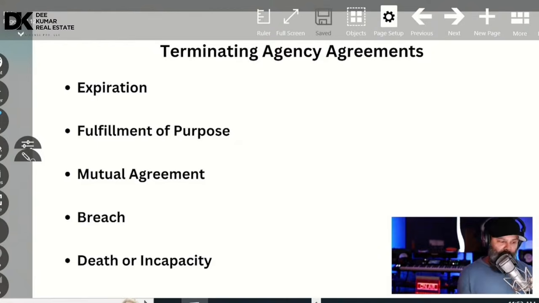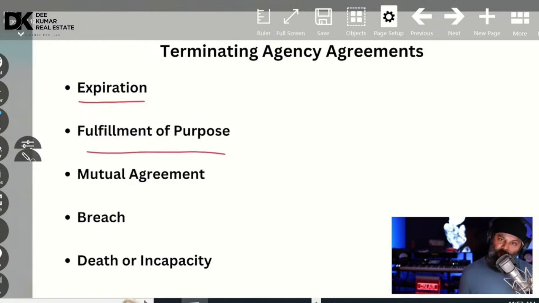They're fairly easy to terminate. Number one, it could just simply expire. The listing is over at the end of the summer. If you can't sell my house, then the listing contract expires. The best way that we can terminate a contract is the fulfillment of this contract. The deal closes. Everybody gets paid. Everybody goes on their own way.